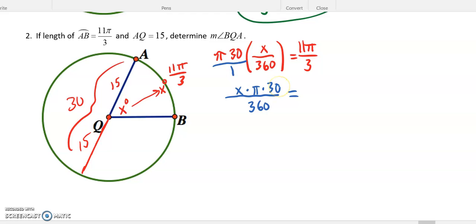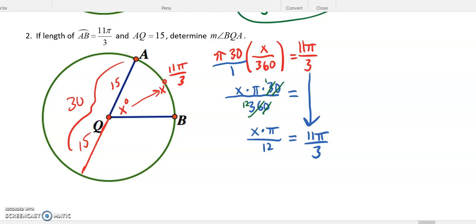Now I can reduce this because 10 divides into both those. Oh, and 3 is going to divide into both those as well. 3 will divide into this one time. 3 will divide into 36 12 times. So this is going to be x times pi over 12 is going to equal 11 pi over 3.